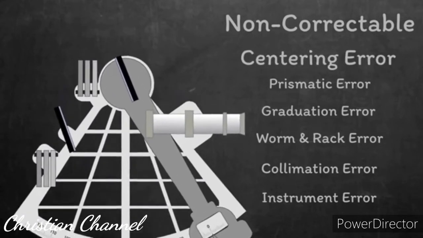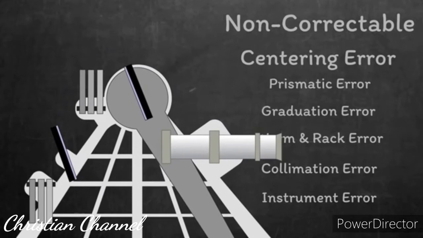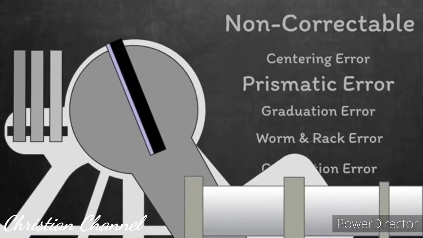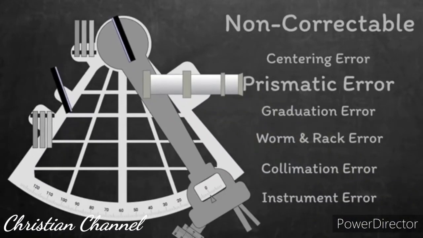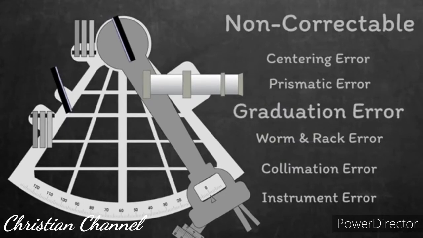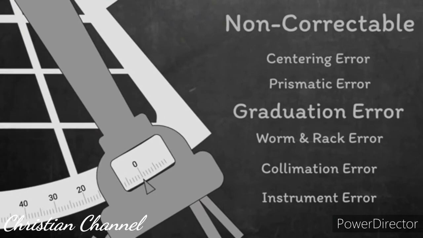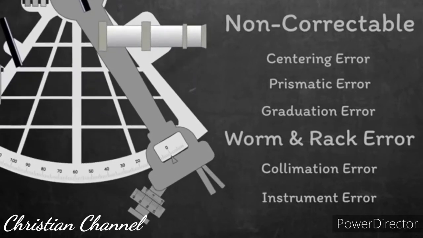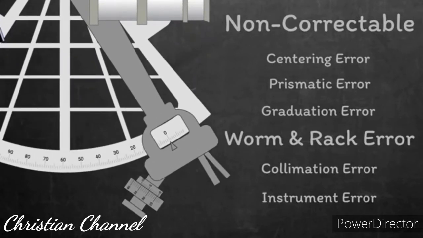Centering error, this is when the pivot point of the index arm is not perfectly aligned with the centre of the instrument. Prismatic error is when the two planes of the mirrors or glass planes are not parallel to each other. Shade error is the same thing, but it's for the shades, and it causes a slight deflection in the ray of light as it passes through the glass pane. Graduation error is to do with inaccuracies in the graduations of the scale, the vernier or the micrometer drum. Worm and rack is effectively the wearing of the cogs that control the fine movement of the index arm.